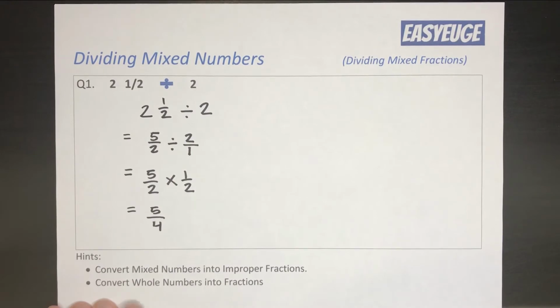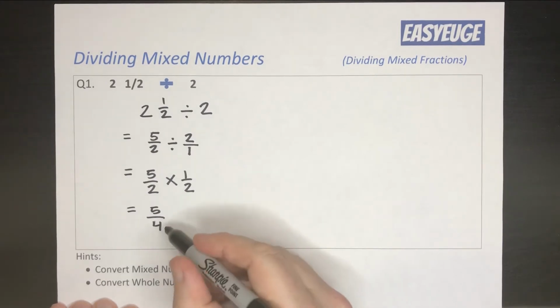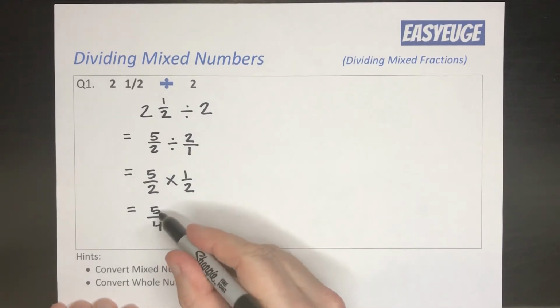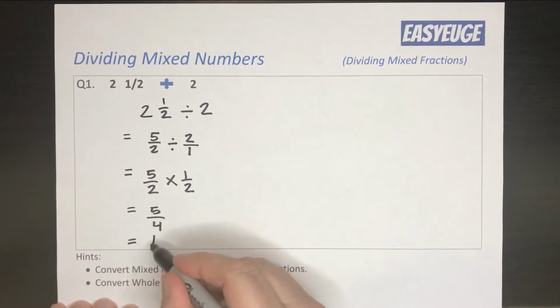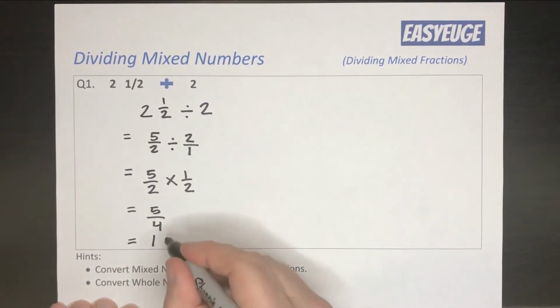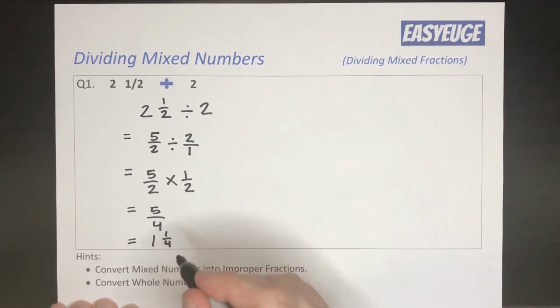Now this is still a fraction, so we need to convert this into a mixed number. So how many times will 4 go into 5? It will go in 1 full time, and we've got 1 left over, so it's 1 1/4.